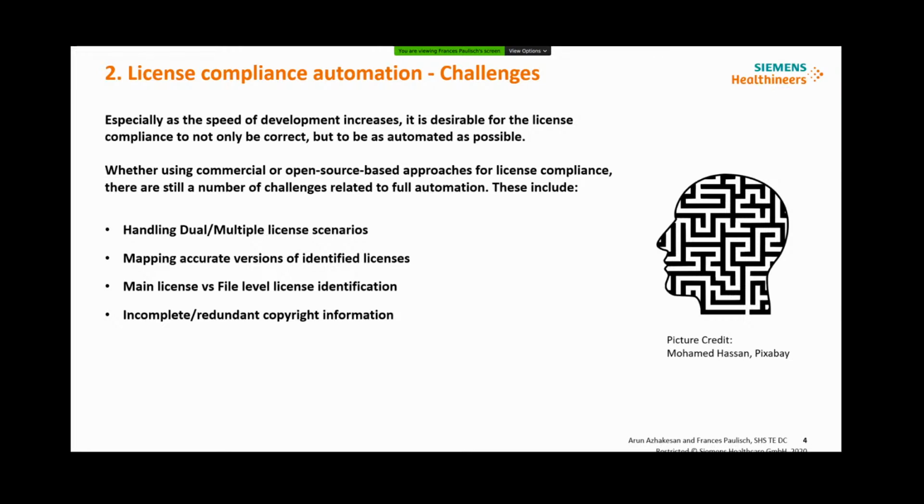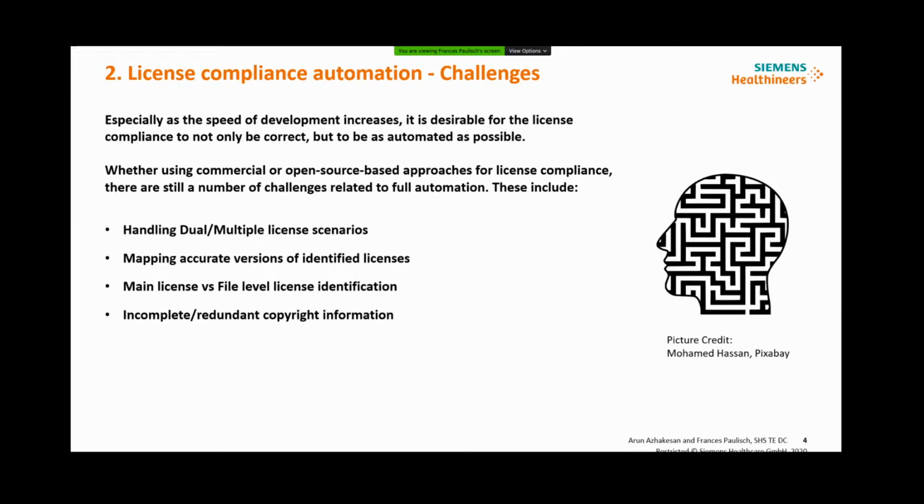Some of the licenses, for example, have dual licenses or multiple licenses, and you have to be able to handle these cases appropriately. It's sometimes a challenge to accurately identify which version of the license you have. There's also some discussion regarding: is the main license good enough, or do we go all the way down to the file-level license? In our case, we do this on the file level.